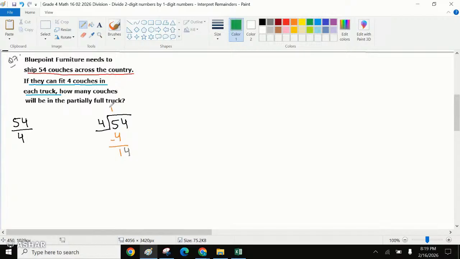4 multiplied by 2 would be 8. 4 multiplied by 3 would be 12. And we are left with 2 couches at the end. That means there would be 13 trucks. Agreed? That means 13 trucks fully filled.